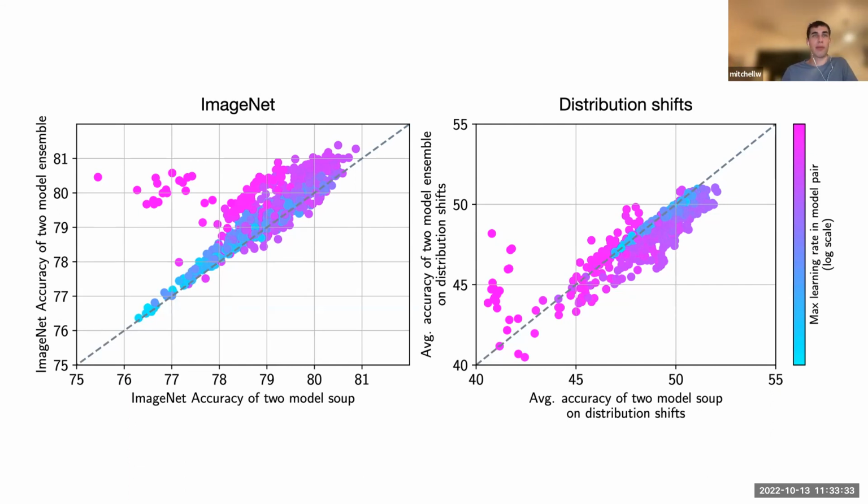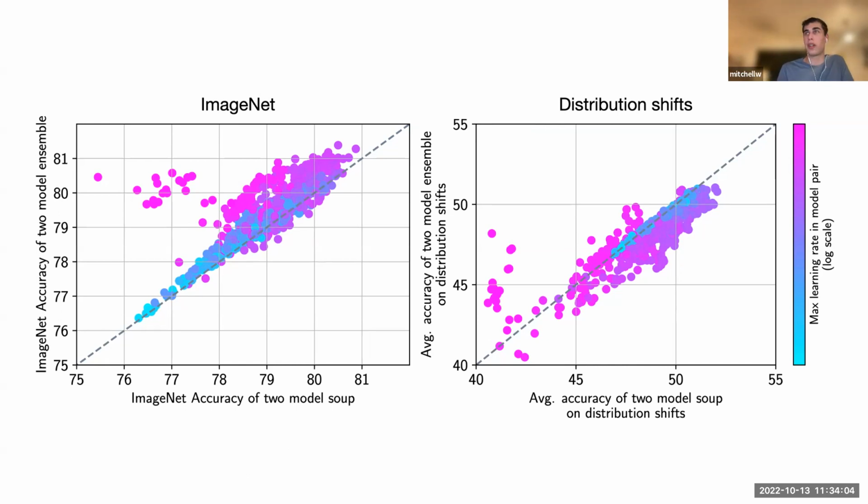The notable exception here is these very light pink solutions, which are fine-tuned with a very high learning rate. If you fine-tune with a higher learning rate, you might lose the basin and encounter a high error barrier when you try to interpolate. So this is a problem for model soups, but the good thing is that for the best performing models, the medium purple ones here, we still have this equivalence between averaging weights and averaging outputs.